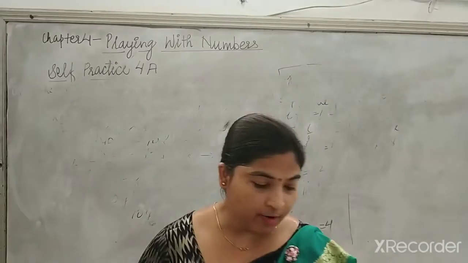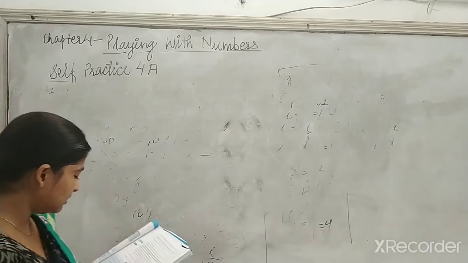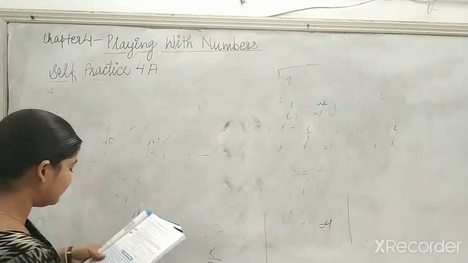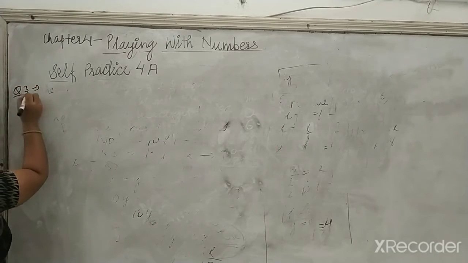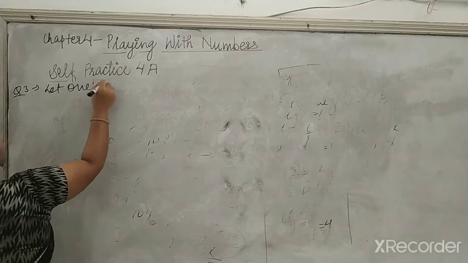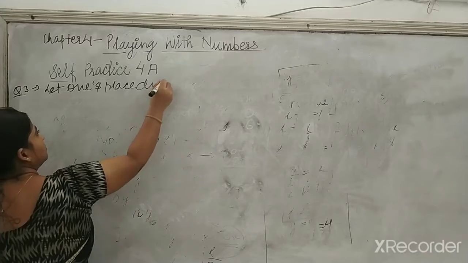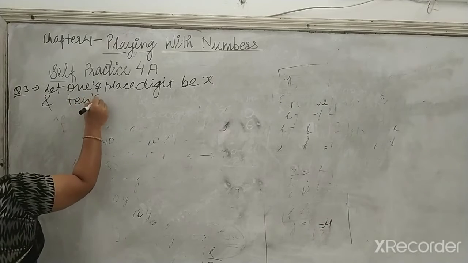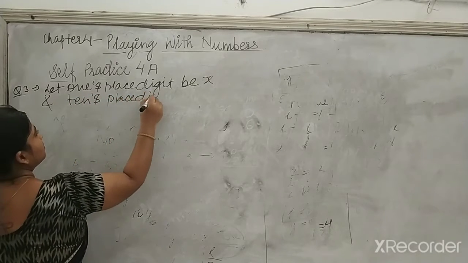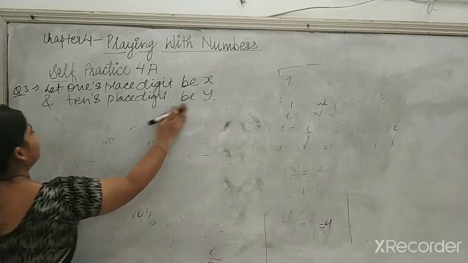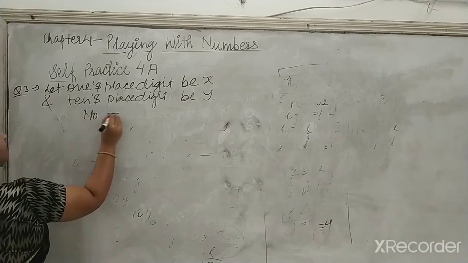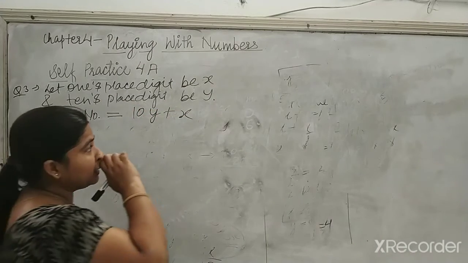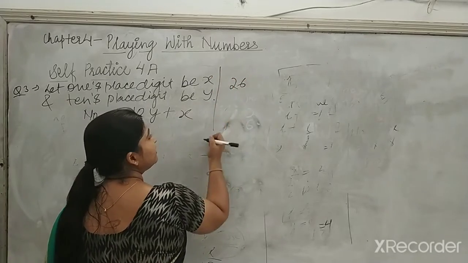The sum of a number of two digits and the number formed by reversing the digits is 110. So first of all, you will assume let the ones place digit be x, and the tens place digit be y. So we know what the number will be: 10y plus x. Now if I am talking about the reverse number, like if I am saying 26 is the number, what will be its reverse number?